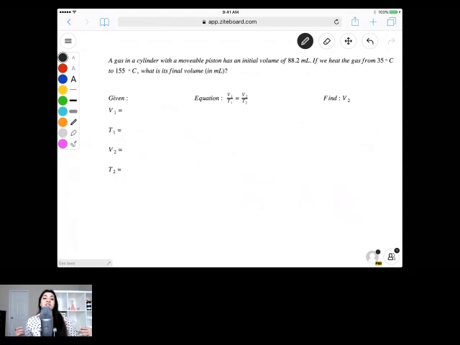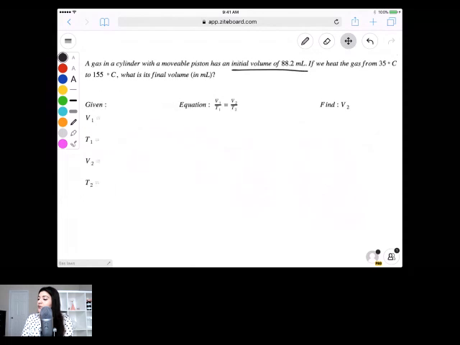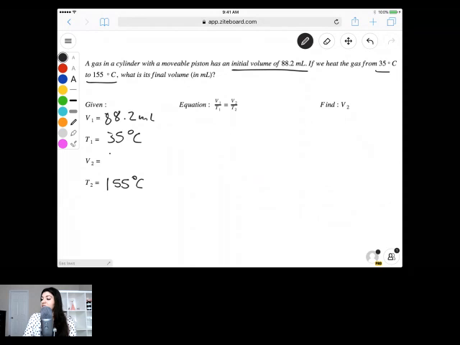All right, so let's just start seeing what we're comparing. We first have our initial volume, which is given. So our initial volume is 88.2 milliliters. And then our first temperature is 35 degrees Celsius. And remember, we do have to convert that. We'll convert that in a second. And then it's going to a final temperature of 155 degrees Celsius. And it asks, what is the final volume? So we're looking for V2 specifically in milliliters.